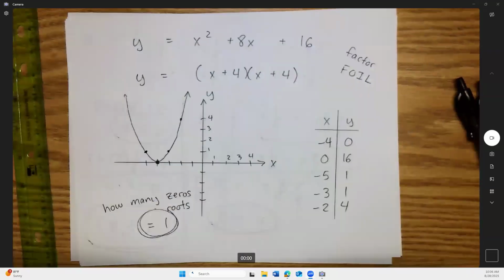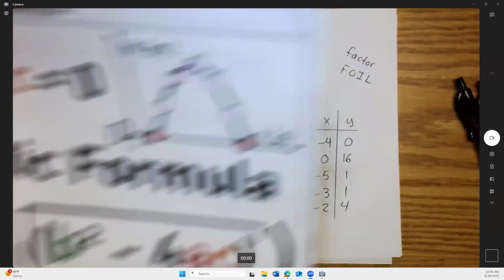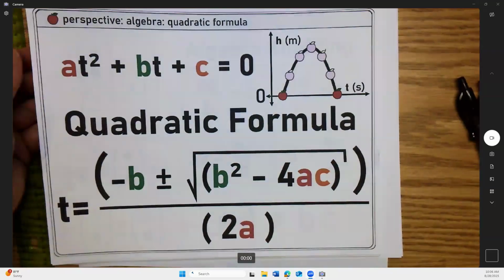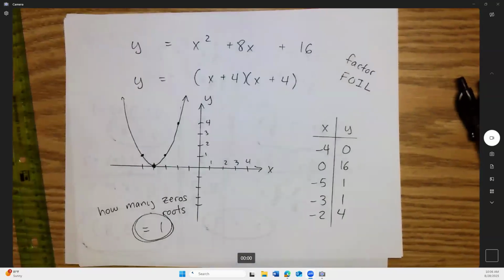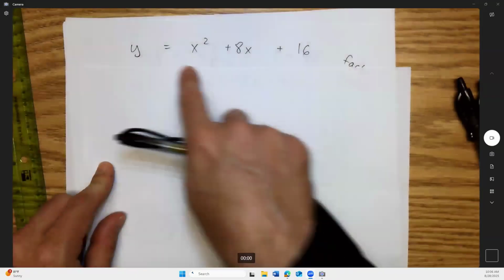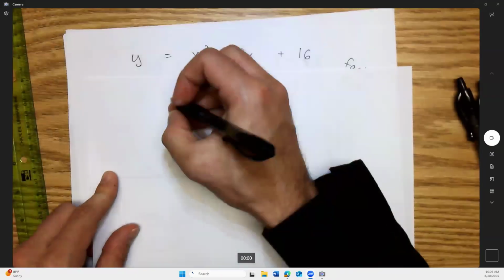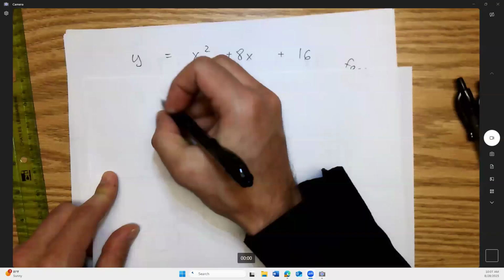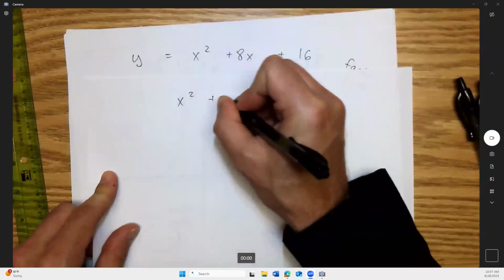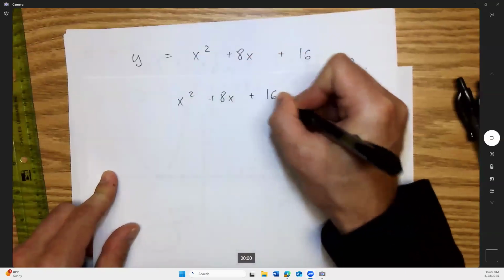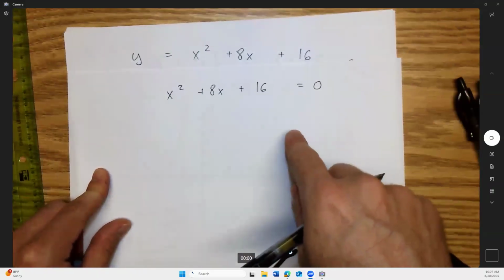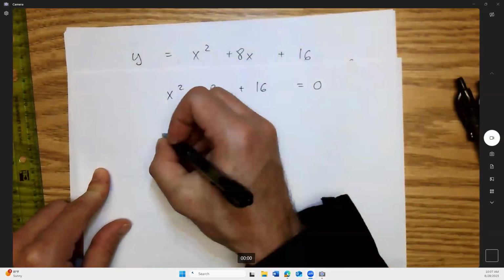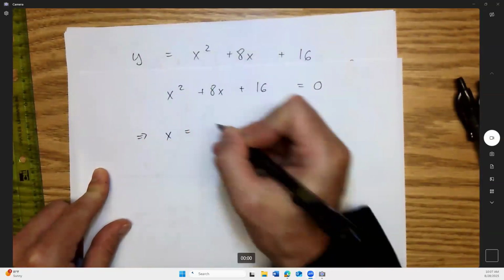Now, if I want you to apply the quadratic formula, I would give it to you guys. You guys remember the quadratic formula looks like this, right? So we can make a quadratic equation from that parabola equation. So let's go back to the original statement here. If I set this all equal to 0, suppose I say x squared plus 8x plus 16 equals 0. Then I can say x equals, and then I'll just go ahead and write it out.